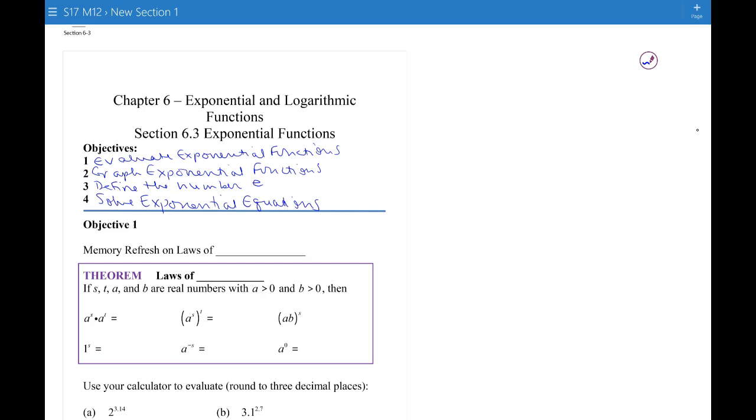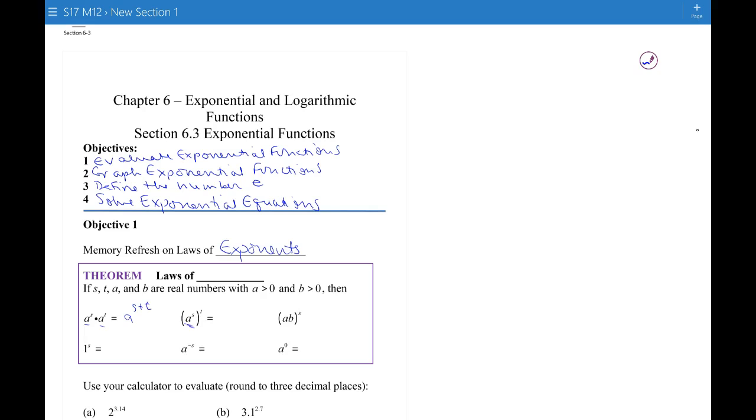So let's start by evaluating exponential functions. So I want to do a memory refresh on all the laws of exponents. So I'm going to do them here on the movie, but then I'm also going to do them again in class because I want to make sure you're very clear on them. If the bases match, the exponents add.